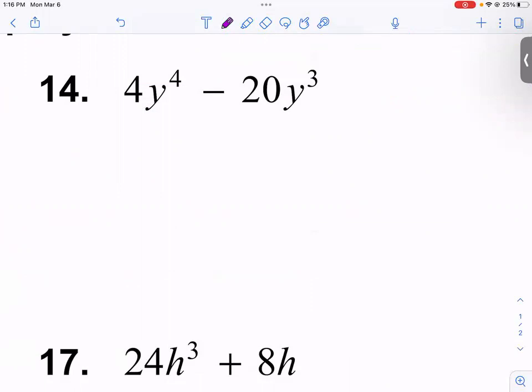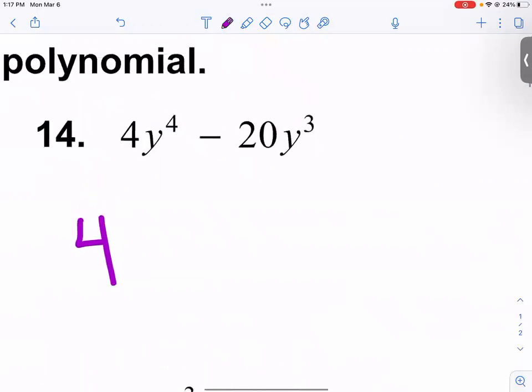Okay, so now let's look at this one. Let's look at the numbers first. If we're looking at 4 and 20, what's the greatest common factor? A number. And how many y's are in common? One. So this is y to the fourth, and this is y to the third.